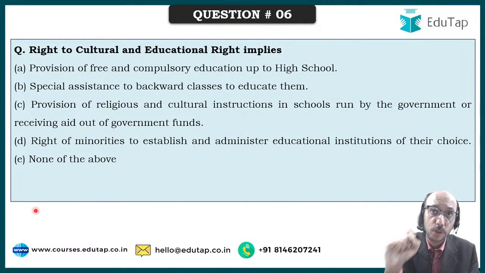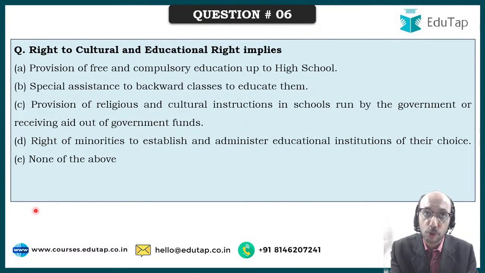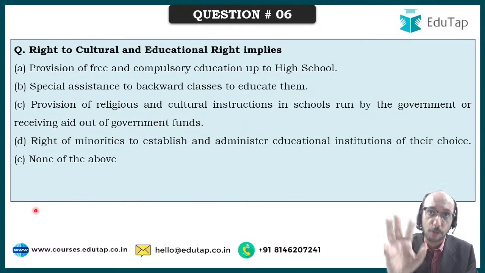Right to cultural and educational right implies what? Provision of free and compulsory education up to high school? Not at all. Is this mentioned in 29 and 30? Not at all. You should know the article numbers. You should know the heading of those articles at least. At least इतना मालूम होना चाहिए.